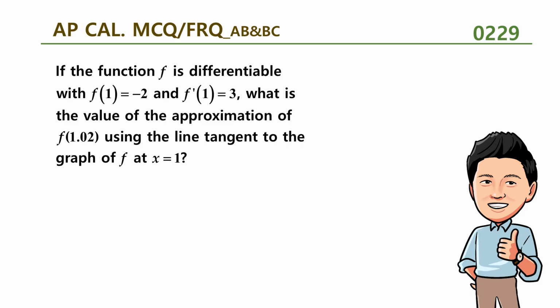It would be very helpful if you first try to solve the problem yourself before watching this video. Question 229. If the function f is differentiable with f of 1 is equal to negative 2, f prime 1 is equal to 3, what is the value of the approximation of f of 1.02 using the line tangent to the graph of f at x equal 1? This is a linear approximation problem, right?